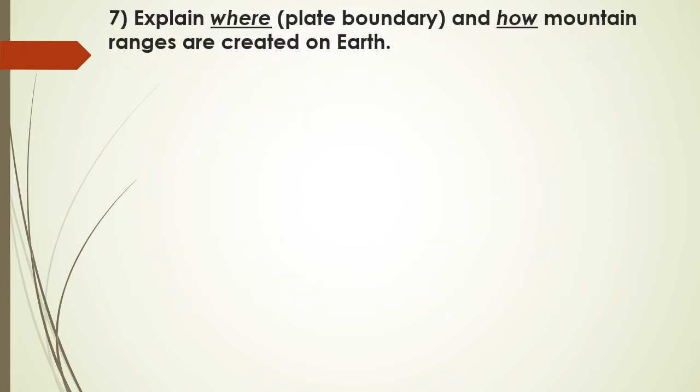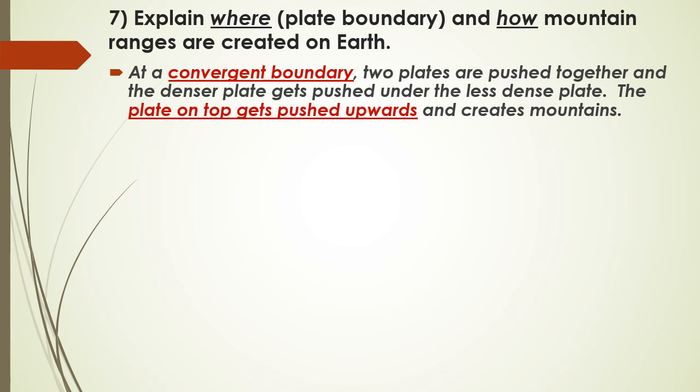Question number 7: explain where, meaning the plate boundary, and how mountain ranges are created on the Earth. So mountain ranges are actually created from a convergent boundary. The plates will come together, and as the plates push together, one plate gets pushed upward, and that's what creates the mountains, and then the other plate gets pushed down.